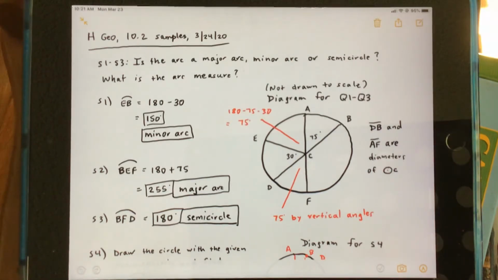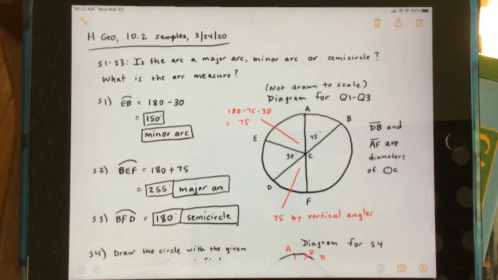Notice that I have noted it's not drawn to scale. It doesn't have to be, but it'll give you the visual information you need to answer the questions for samples 1 through 3. Anything that I wrote in red on that diagram is information I figured out. Anything that's in black is given information.